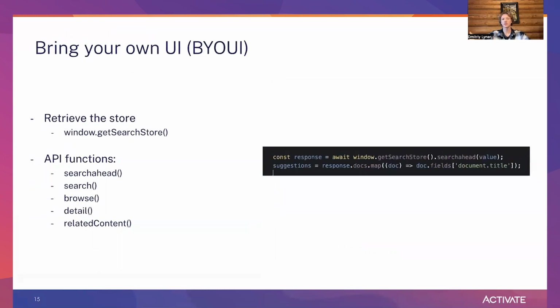All right, and say you have your own UI and you don't want to use the search components. That's cool. You can get access to the API functions through the search store. When you add the script tag, you get access to a function that returns you a search store, which is a service that contains all the API functions. This way, you don't have to write your own backend or any authentication code.